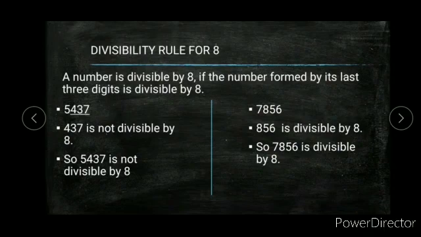In the divisibility rule for 8, the last 3 digits should be divisible by 8. So if the last 3 digits are not divisible by 8, the number is not divisible by 8.